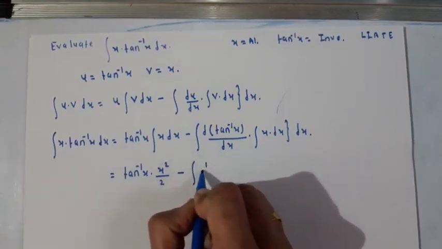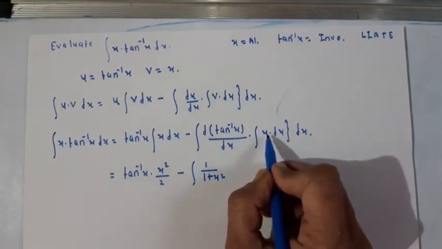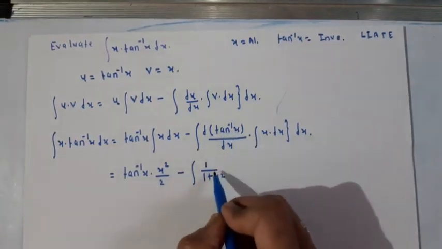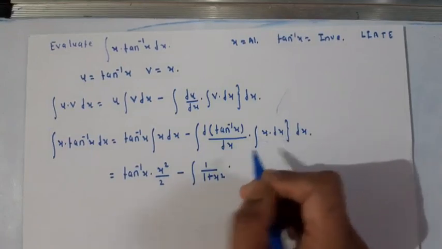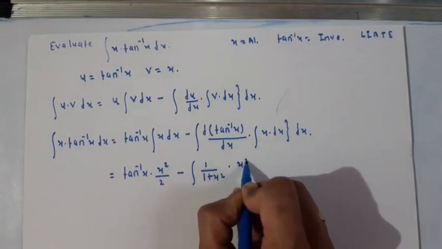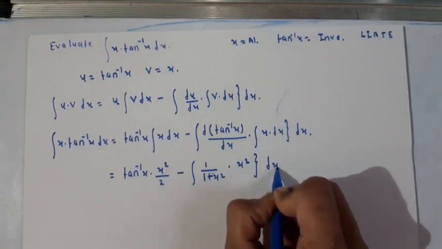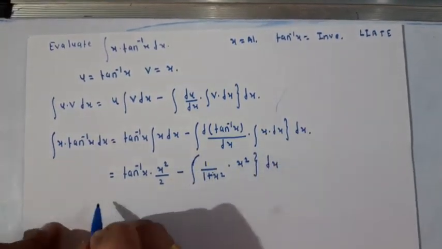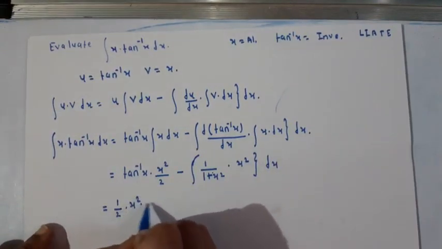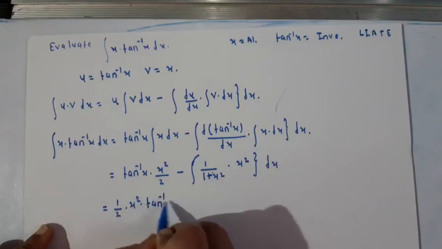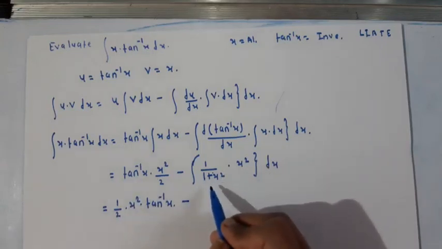minus integration of differentiation of tan inverse of x, which is 1 upon 1 plus x square, while integration of x with respect to x is x square upon 2. And now whole this function into this function, we have to integrate the whole function. Now this is 1 by 2 x square tan inverse of x minus integration of x square upon 1 plus x square.